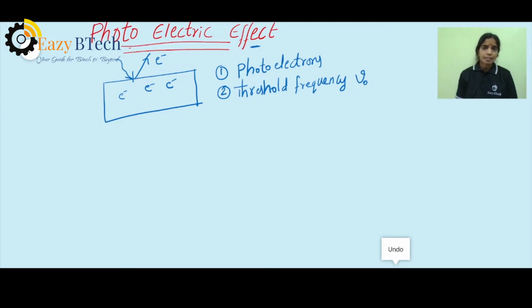Now here, we said the electrons are called photoelectrons, and the current produced due to these photoelectrons is called photocurrent, or photoelectric current. That means the current produced by the movement of these electrons is simply termed photoelectric current. And this threshold frequency is not the same for all metals. Of course, we will learn about it in detail with the characteristics of photoelectric effect.